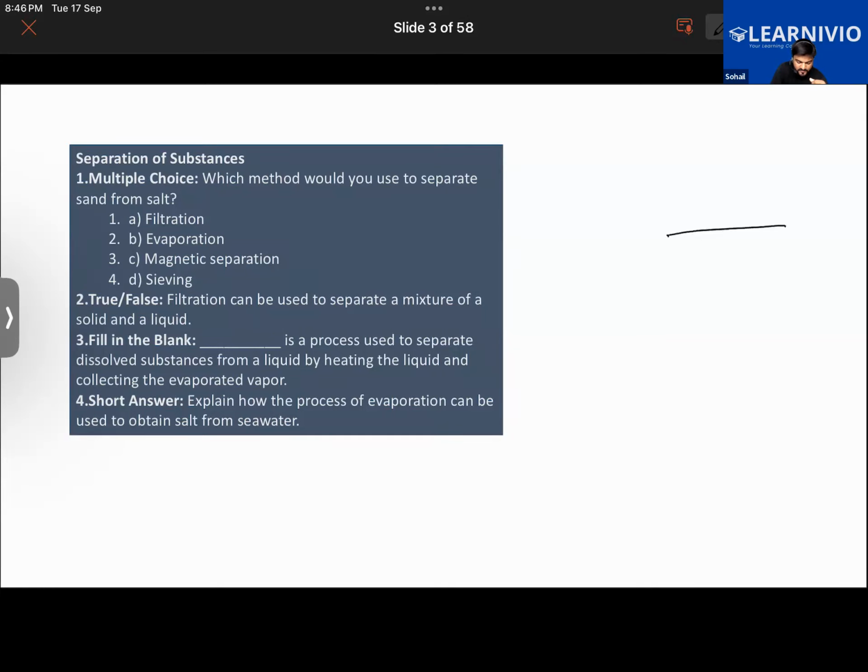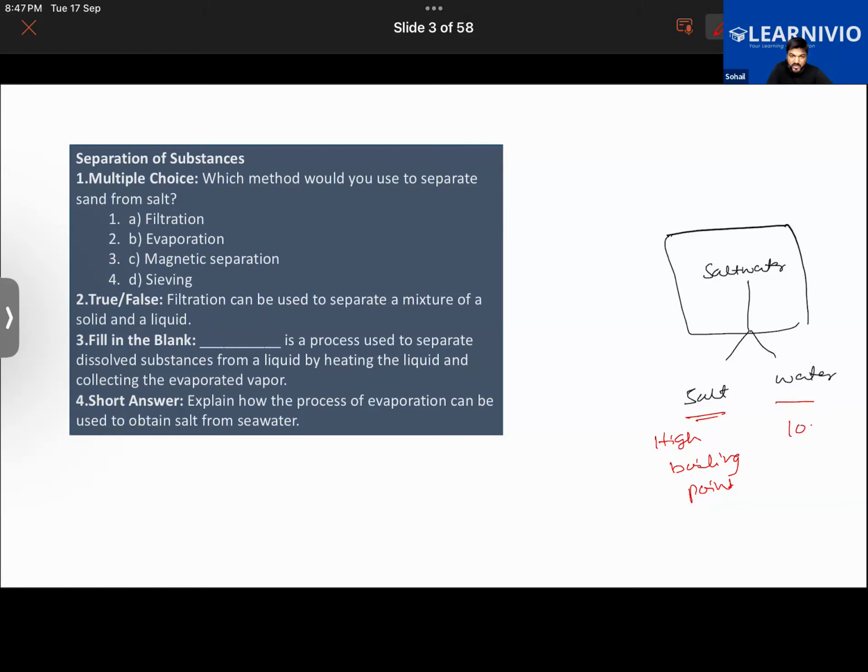say I have collected the salt water. The salt water has two things. One is salt in it, another one is water. Now the boiling point of salt is very high. Getting it? That is one thing. And when we look at the case of water, it has a boiling point of 100 degrees Celsius. So water has a boiling point of 100 degrees Celsius, but salt has a very high boiling point.